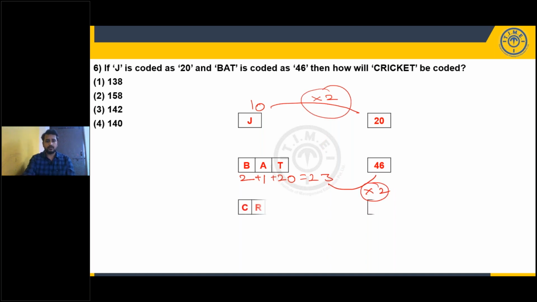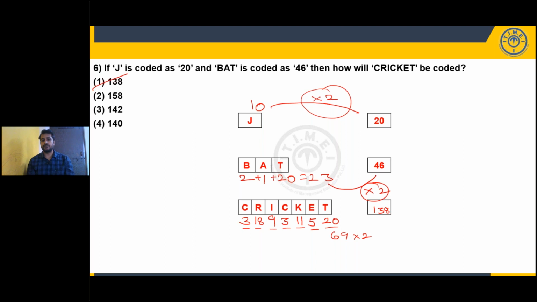Now apply the same to the word cricket. C's place value is 3, R's place value is 18, I's place value is 9, C is 3, K's place value is 11, E's place value is 5, T's place value is 20. Now do the sum. 3 plus 18, 21 plus 9, 30 plus 3, 33 plus 11, 44 plus 5, 49 plus 20, 69. 69 into 2 is 138.